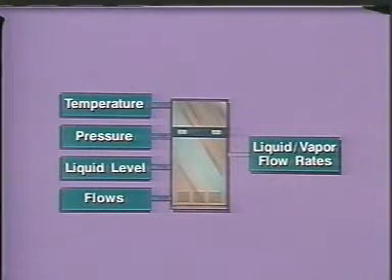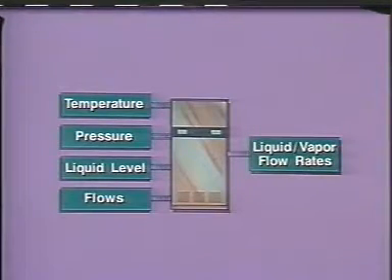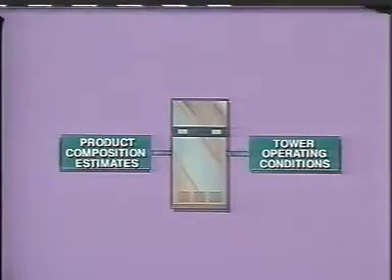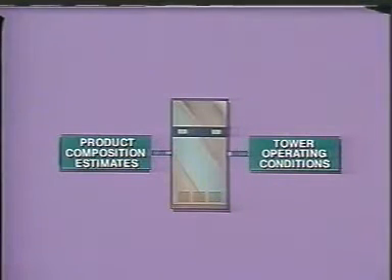Measurement data on process variables is continuously fed into the computer's memory. The computer uses this data to calculate the actual liquid and vapor flow rates inside the tower. This information on internal liquid and vapor rates, along with data on other relevant variables, allows the computer to accurately predict the composition of products before they are actually produced. The computer continuously compares its product composition estimates with the current operating conditions to determine if ideal conditions are being maintained in the tower.